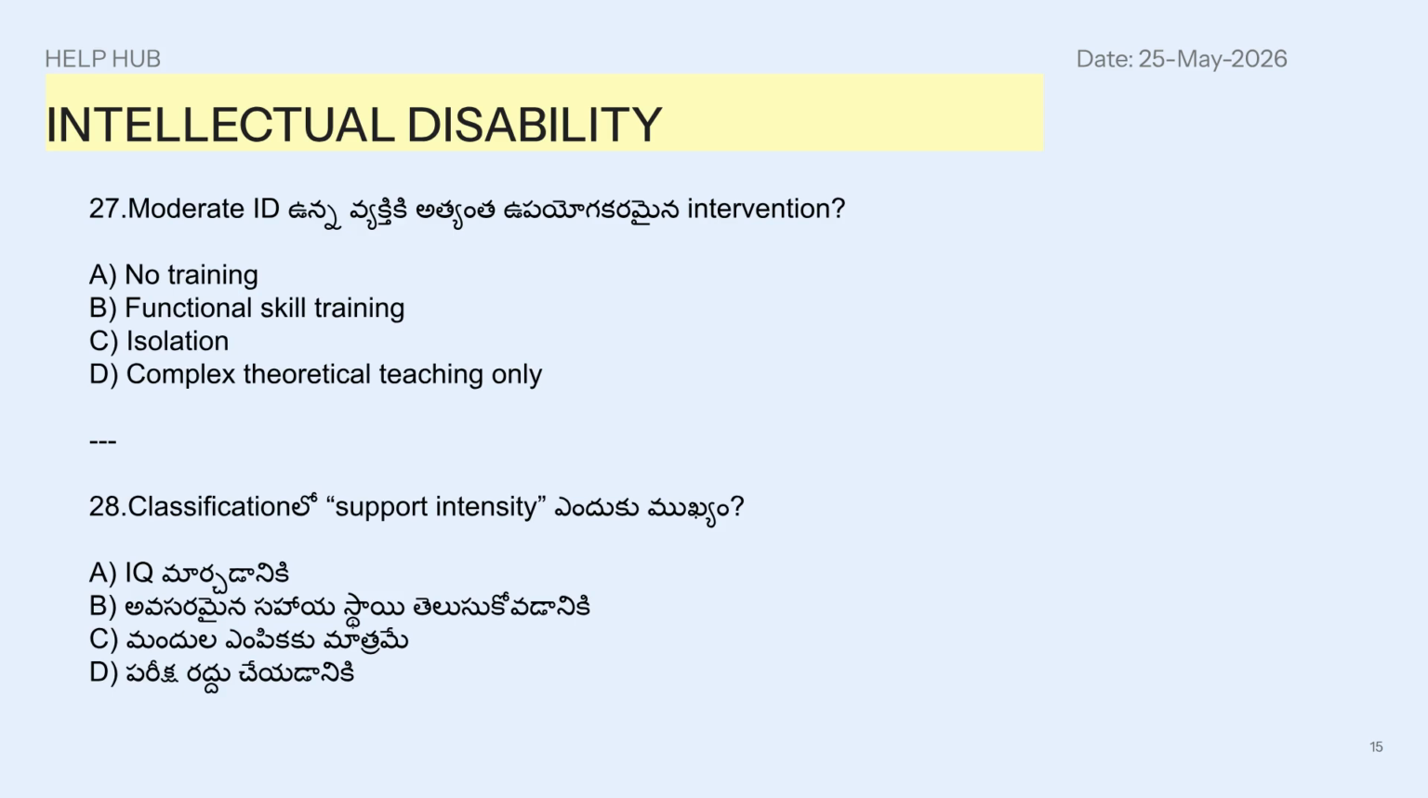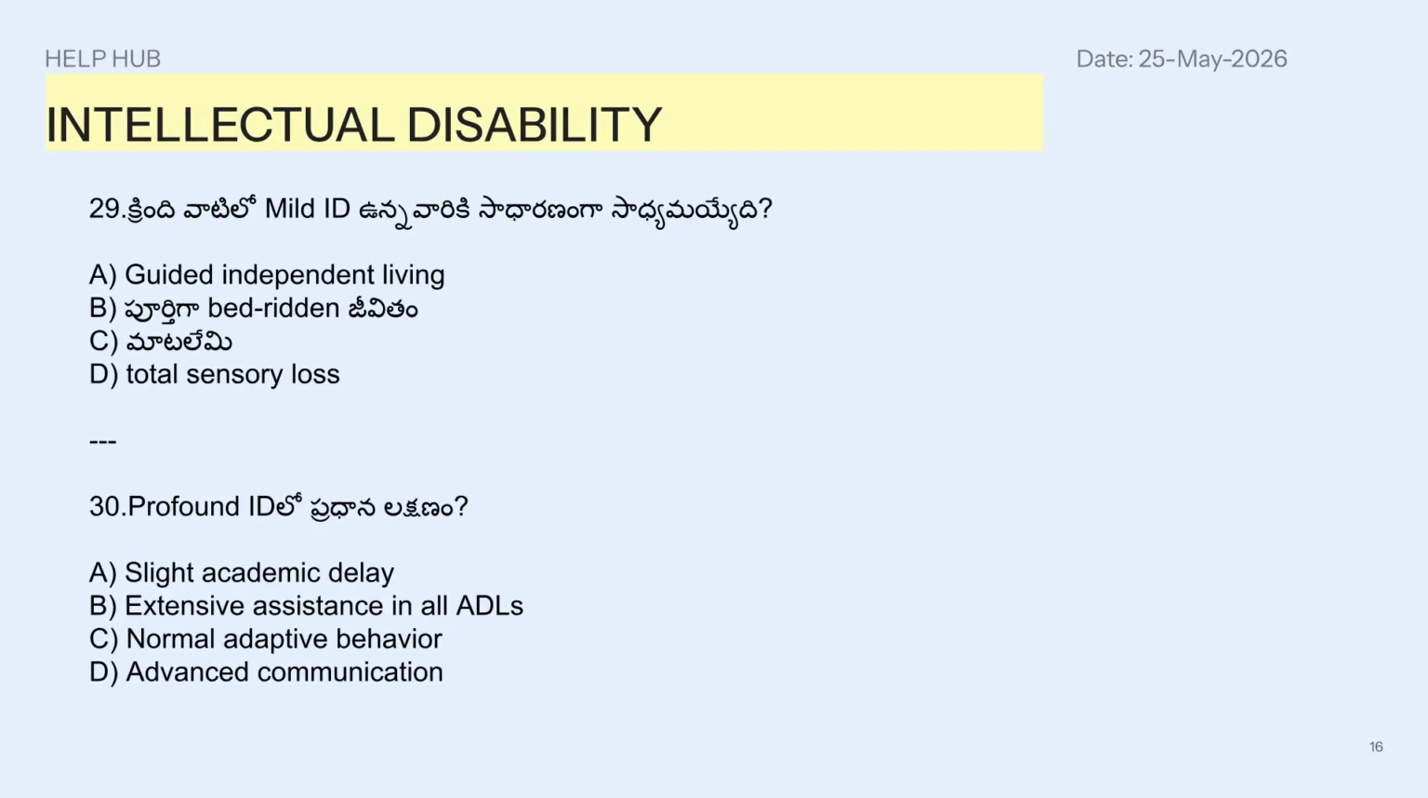Question 27. What is the most beneficial intervention for a person with moderate ID? The answer is B. Functional skill training. Question 28. Why is support intensity important in classification? The answer is B. To know the required level of support. We continue with intellectual disability. Question 29.